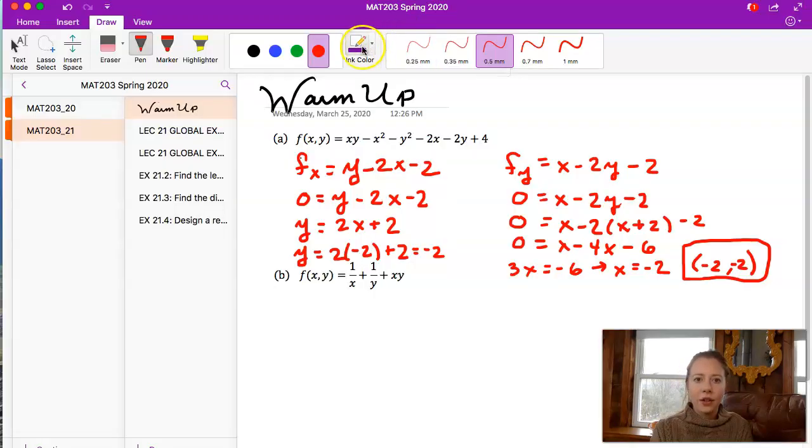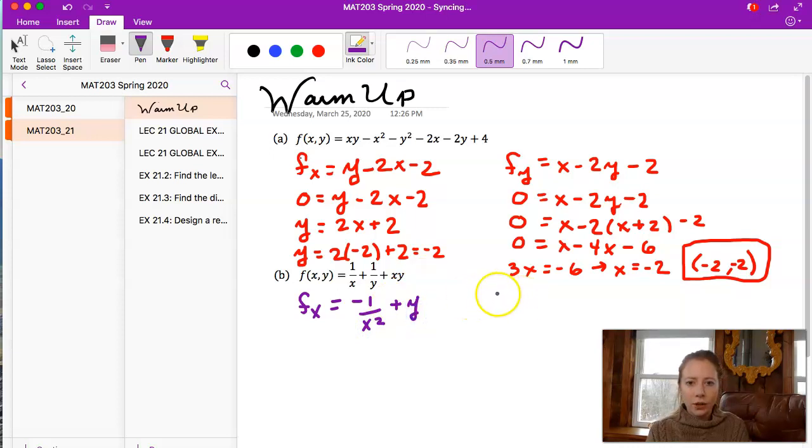Now let's find the critical points for our second part. Once again, we need to start with the gradient. The partial with respect to x is going to be minus 1 over x squared plus y, and our partial with respect to y is going to be minus 1 over y squared plus x.